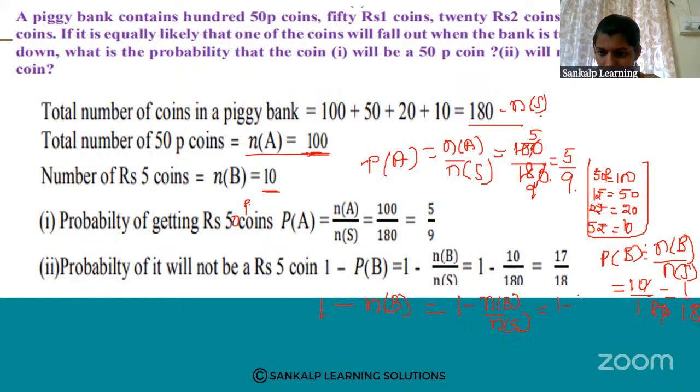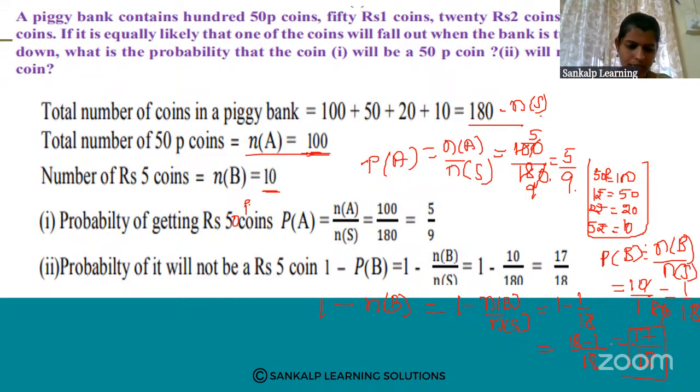1 minus 1 divided by 18. Take the LCM, 18. So 18 minus 1, that is 17 divided by 18. This is the probability of not being a 5 rupee coin. P of B is the probability of getting a 5 rupee coin. So for not B, 1 minus the probability of getting a 5 rupee coin gives you the probability of not getting a 5 rupee coin. Understood?